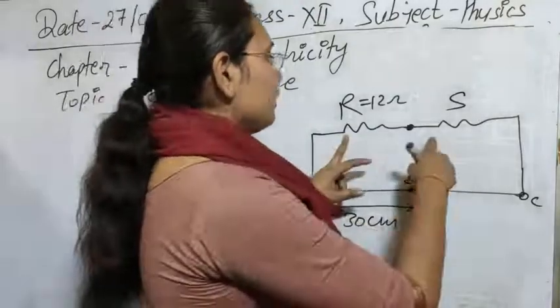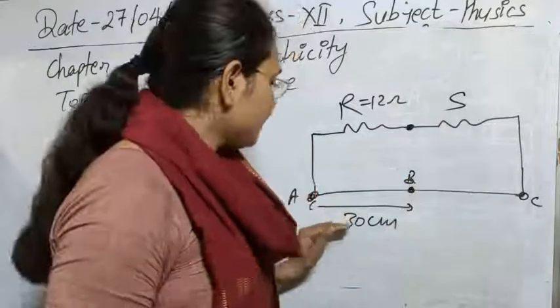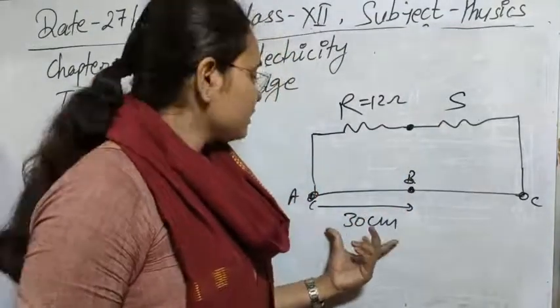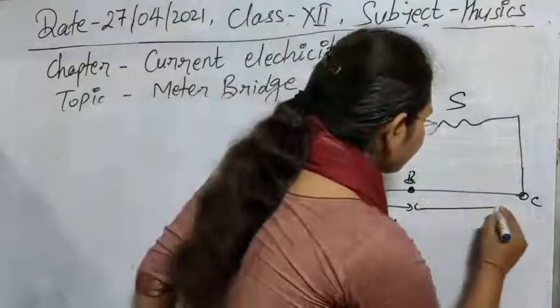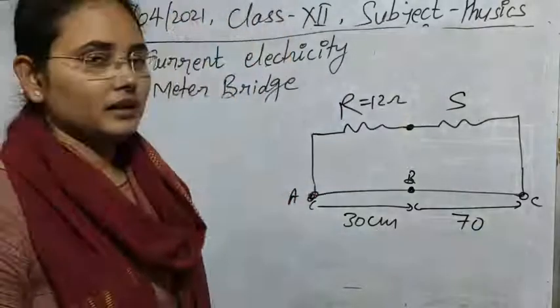So this is our one resistance box here. Here this is the unknown resistance. This balance point we are obtaining from point A, and it is already given, this is 30 centimeter, and obviously this length will be 100 minus L. This is 70 centimeter. Clear?